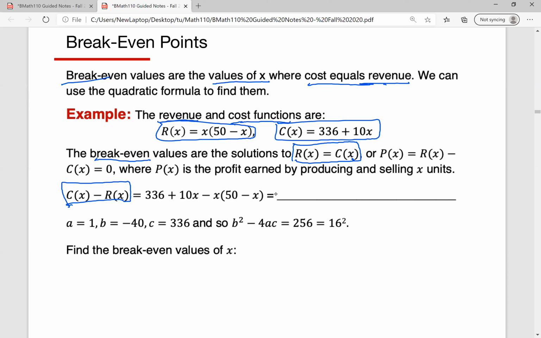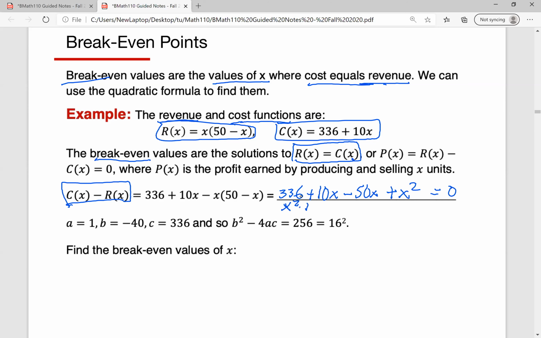If I try to do distribution for that, I'm going to have 336 plus 10x minus 50x plus x squared. And remember that Cx minus Rx will be equal to 0. And if I want to simplify the left hand side again, I'm going to have x squared. I want to write x squared first to make it in the form of the general quadratic function.